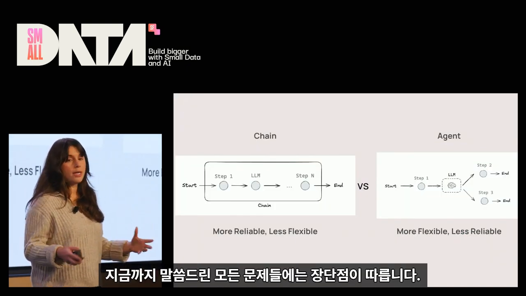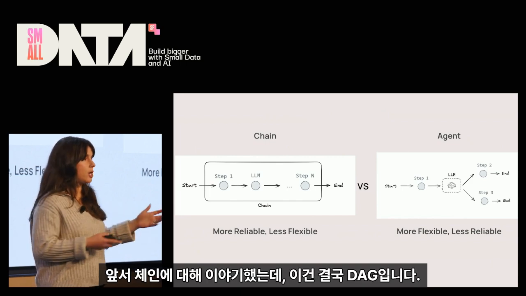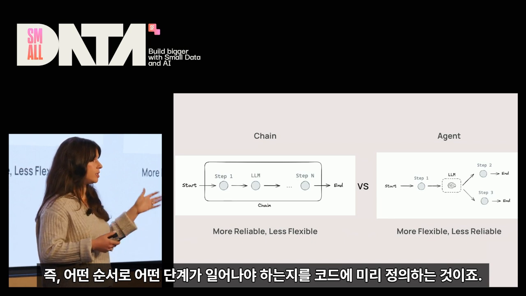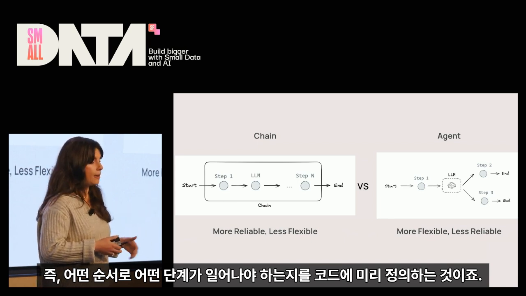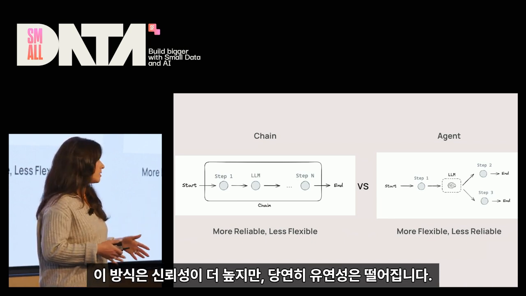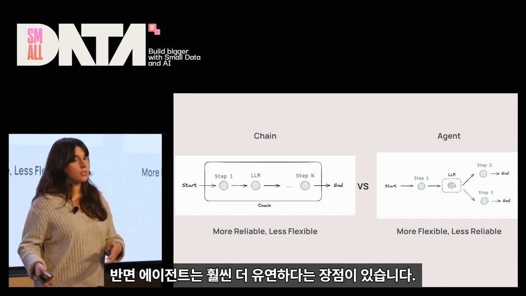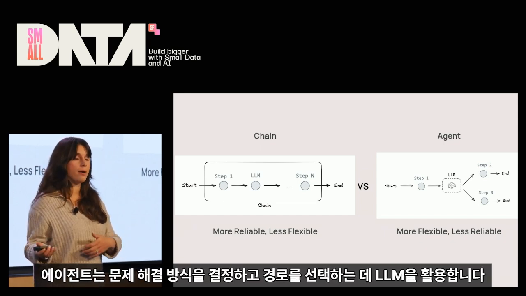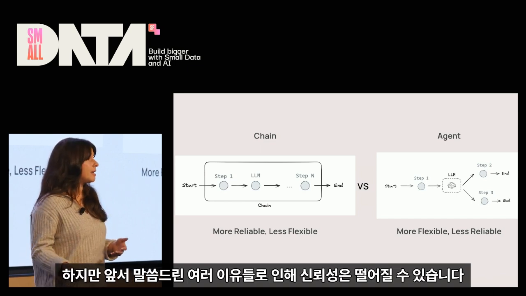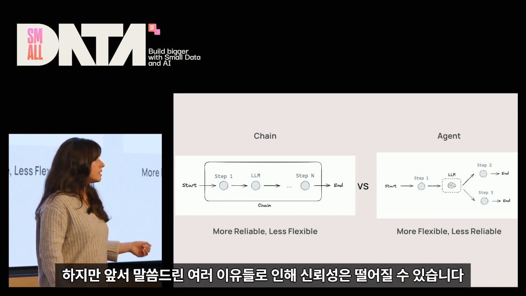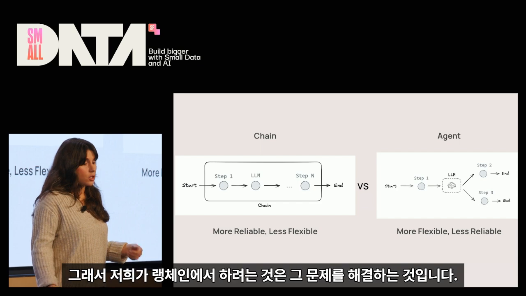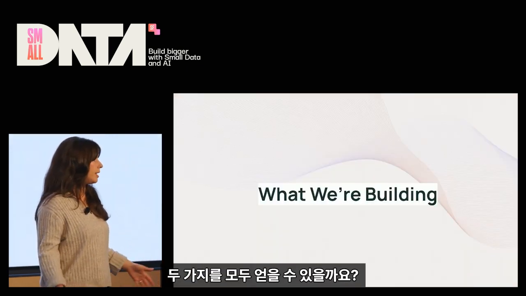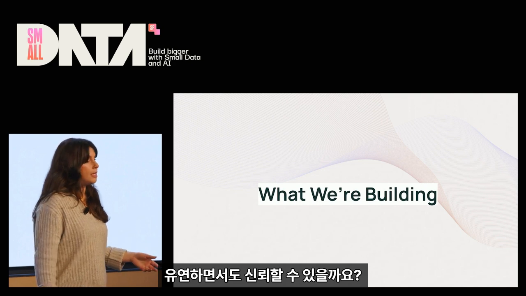And all of these challenges come with trade-offs. So we talked about chains, which are just DAGs, where you predefine your code up front of which sequence of steps need to happen in which order. And those are more reliable, but of course less flexible. And then an agent has the benefit that they're far more flexible. You use the LLM to route and decide how to solve the problem, but they can be less reliable for a lot of the reasons that I just described. And so what we're trying to do at LangChain is solve that problem. Can you get both? Can you get flexible and reliable?